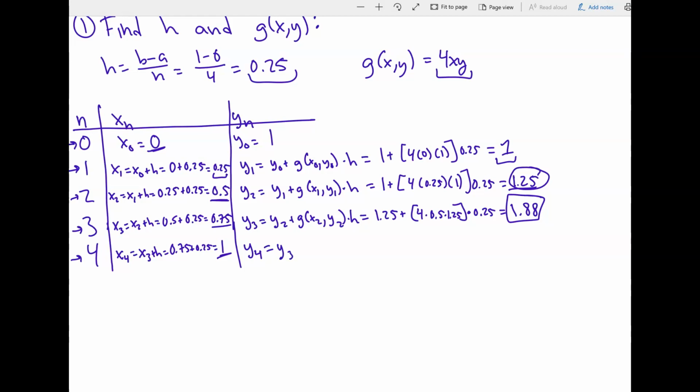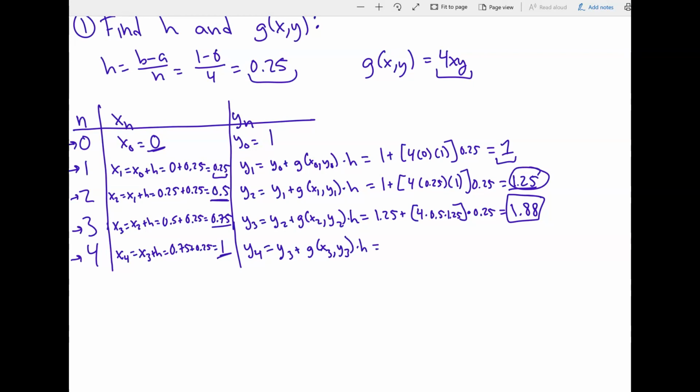We're going to take y3, add it to g of x3, y3 times h. Oops, that's wrong, x3. So y3 in this case was 1.88 plus, I'm going to multiply 1.88 and 0.75, plug it into the g. So you're going to have 4 times 0.75 times 1.88. Multiply this by the h, which is 0.25. And what I end up getting is 3.29. So this is actually my final answer.